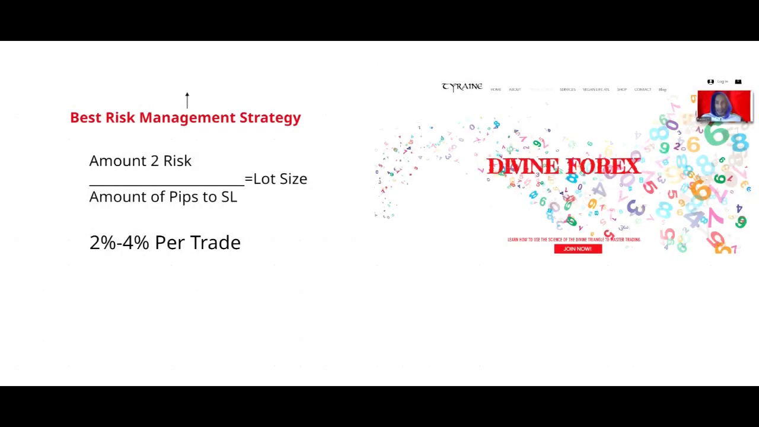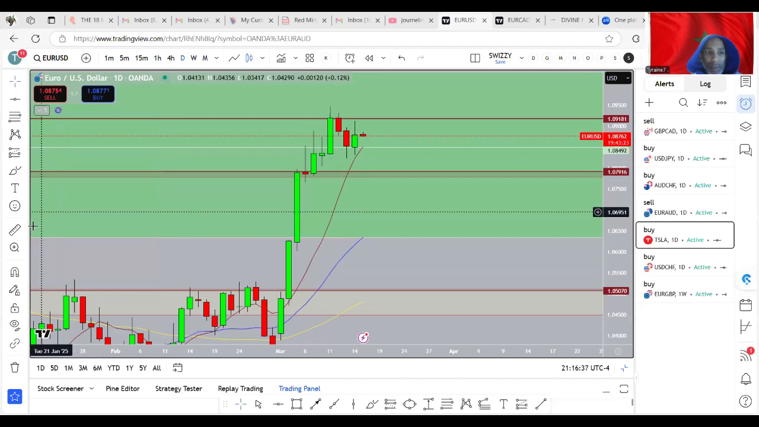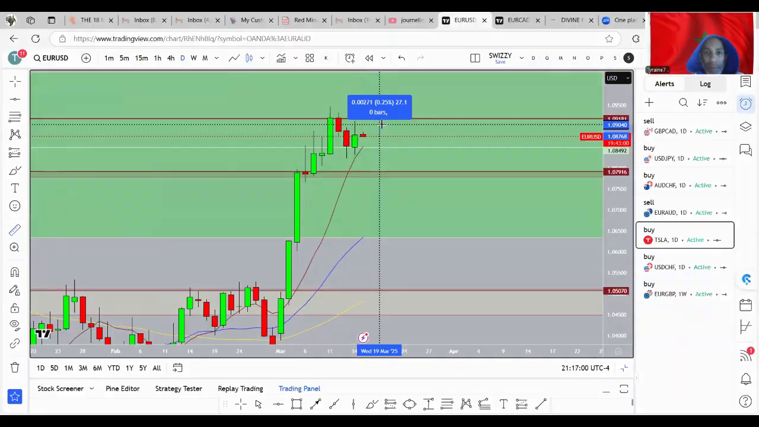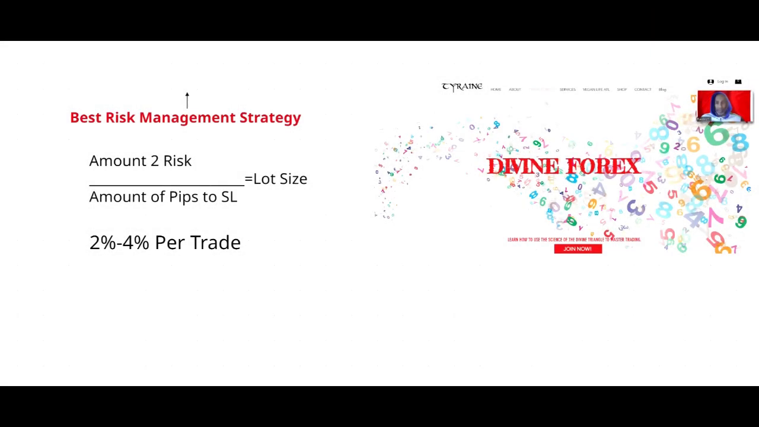So let's go over to our chart here. We're going to go to Euro USD, and let's say I was looking at this pair on a sell. What I would do is grab my measurement tool and measure from here to my stop loss. This red line is going to be my stop loss, which is right above the previous candle. And we're at 38 pips, right? 38.9. So we'll just say 39 pips.